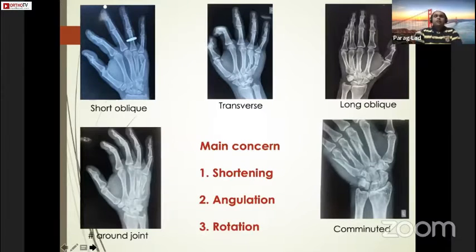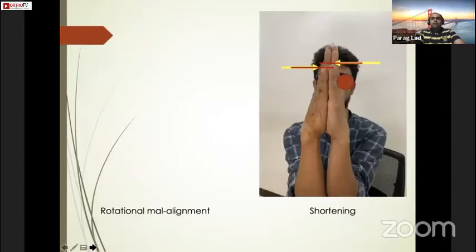Otherwise, metacarpal fractures are classified like any long bone fractures in the human body. There could be short oblique fractures, transverse fractures, oblique fractures, or fractures around the joint. But the main concerns here are shortening, angulation and rotation.